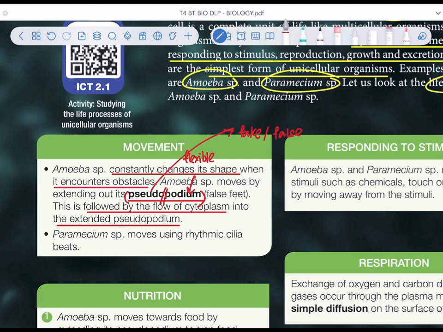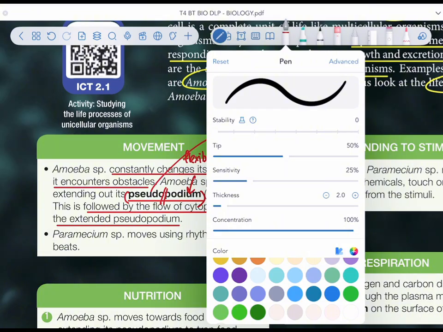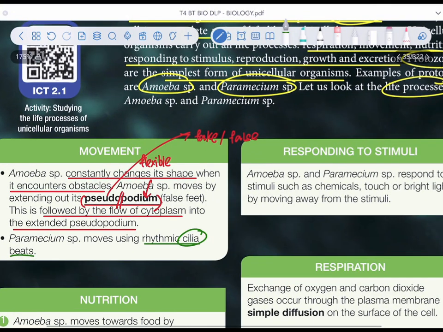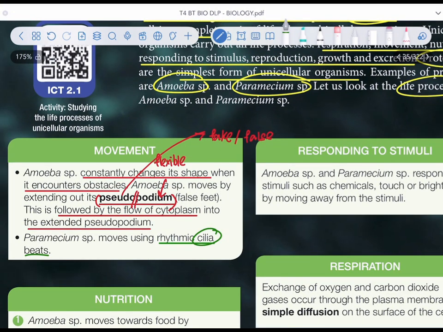Meanwhile, Paramecium species will move by the rhythmic cilia beats. So this Paramecium actually has cilia. When the Paramecium species wants to move, it can use its cilia to create the movement. Okay. So for Amoeba species, I will highlight the points using the red pen. Meanwhile, for Paramecium species, I will use the green pen to write the important words.